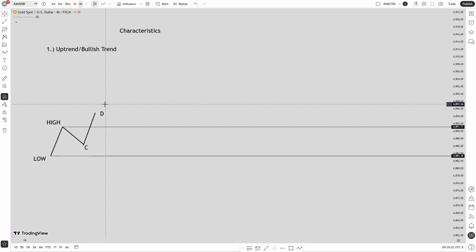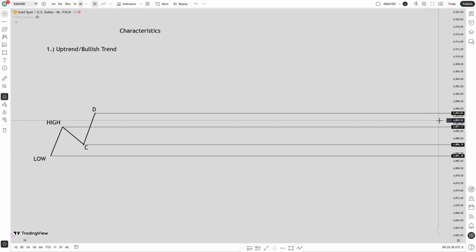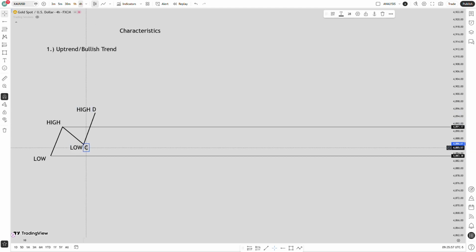In relation to themselves, C is obviously lower than D. Look at the price number, look at the price value. C is obviously lower than D. C is 4886.39, while D is 4894.84. It means D is higher than C. Obviously, yes, D can be called a high, while C can be called a low also. Why? Because comparing them to each other, D is higher than C. Fine, that means we can call this a low and a high.